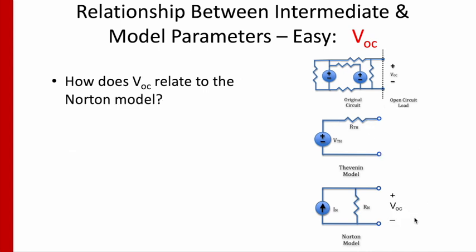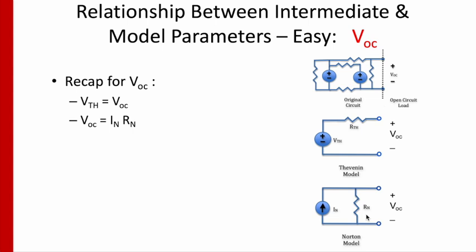Now, how does VOC relate to the Norton model? Well, that one's easier. The voltage between the port connection here is the same as the voltage across this Norton resistor, and we can get that just by Ohm's law, IN times RN. Recapping so far, for the open circuit voltage, if we found that in the original circuit by doing an analysis of it, we could use that information then, for example, to get the Thevenin voltage. They're exactly the same. Or to get some information about the Norton model.